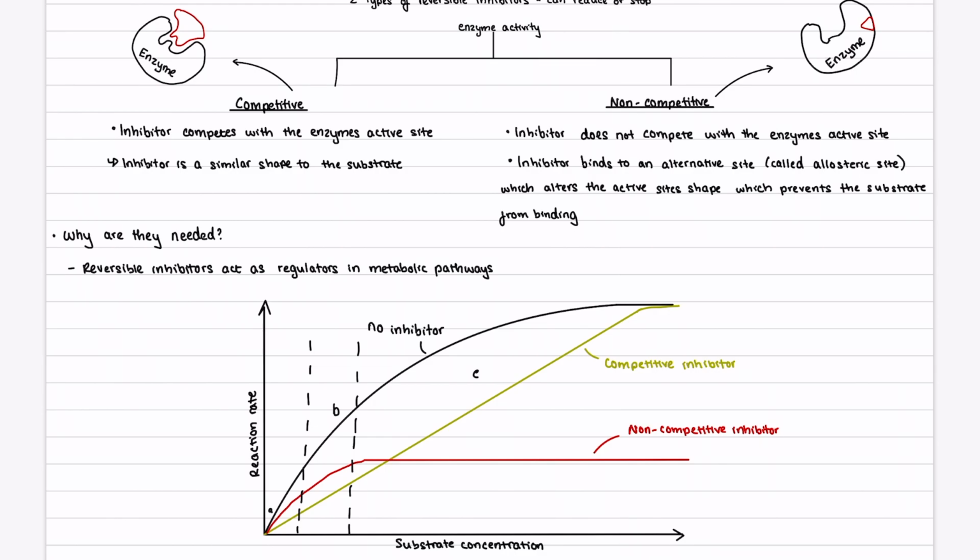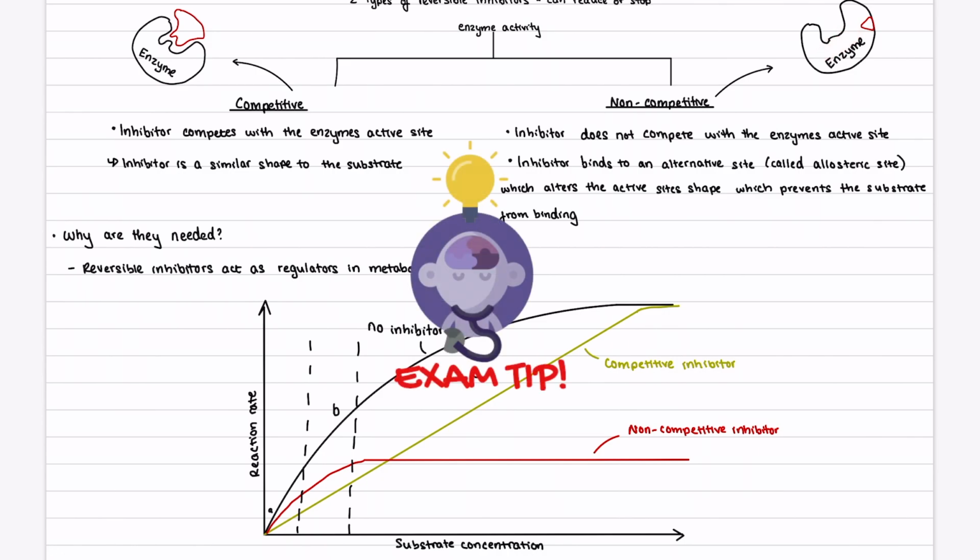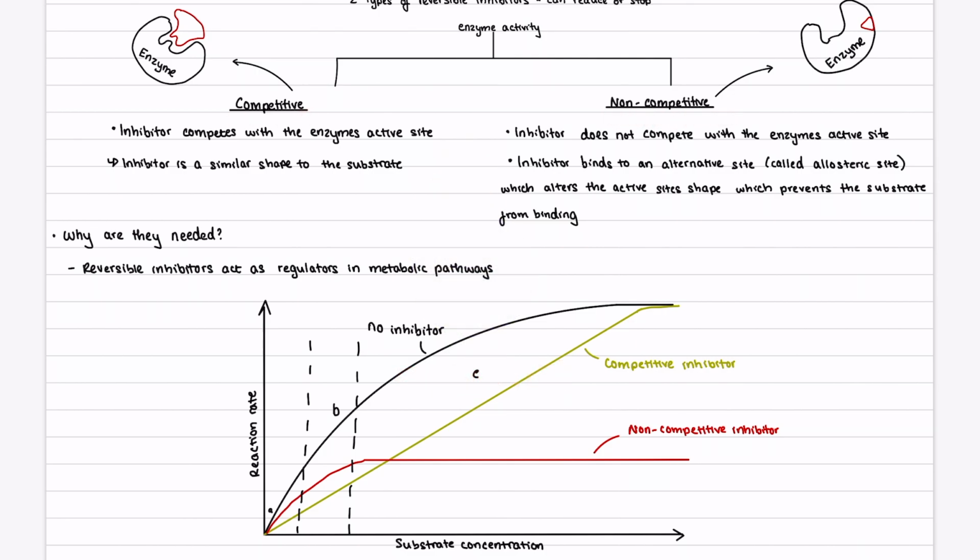Whereas the non-competitive inhibitor does not compete for the enzyme's active site, the inhibitor binds to an alternative site called the allosteric site, which alters the active site's shape, which prevents the substrate from binding. In your exam, it is important that you are able to differentiate between the two and are able to apply this to exam questions, as they may give you a scenario of different types of inhibitors and ask you to identify what type of inhibitor it could be and why.